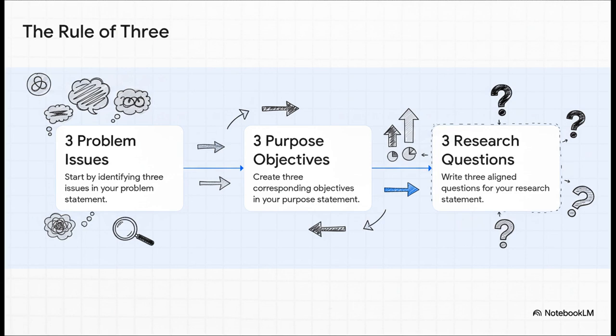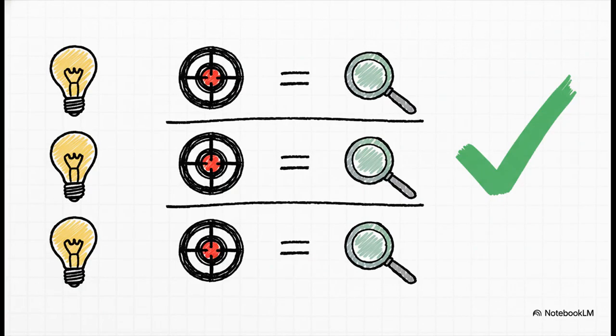Got it? Okay, rule number 2, that means you must have exactly 3 corresponding objectives in your purpose statement. And you guessed it, rule number 3. You then have to come up with exactly 3 research questions that tie directly back to those problems and objectives. It's a perfect 1-to-1-to-1 ratio. Simple as that. Look, if there's one thing to take away from this, it is this. Having an equal number is non-negotiable.